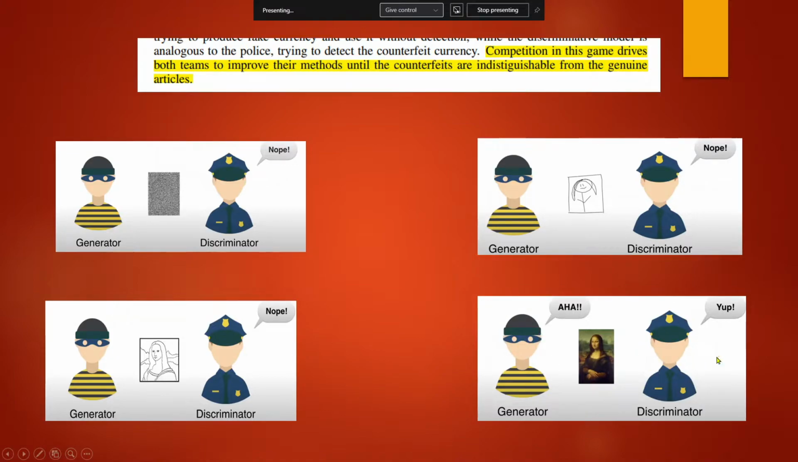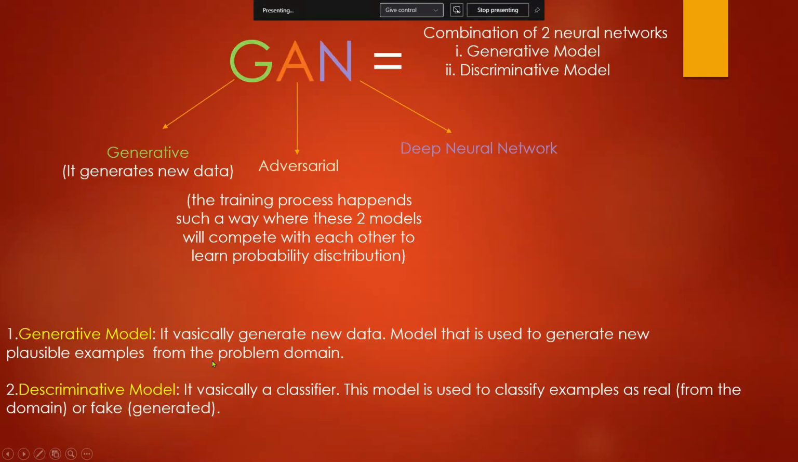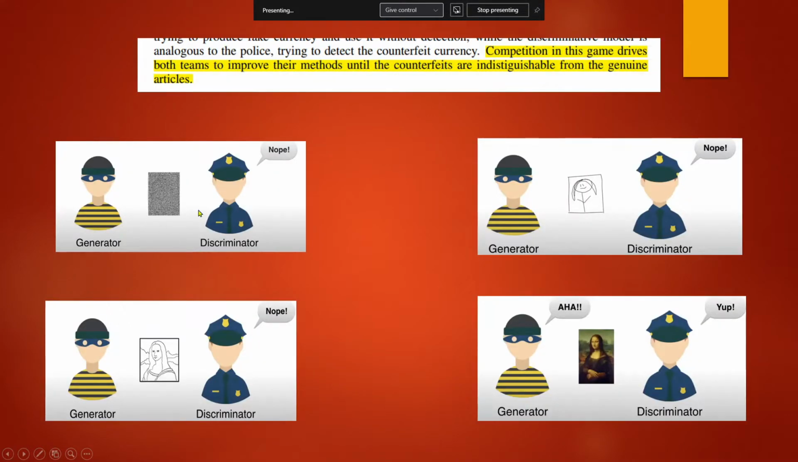So it will try to improve, and the discriminator will decide, because I said before that the discriminative model is actually a classifier. It will decide whether the generated image is real data or fake data. See, it is giving a binary answer: no, no, no, and finally it's yes.